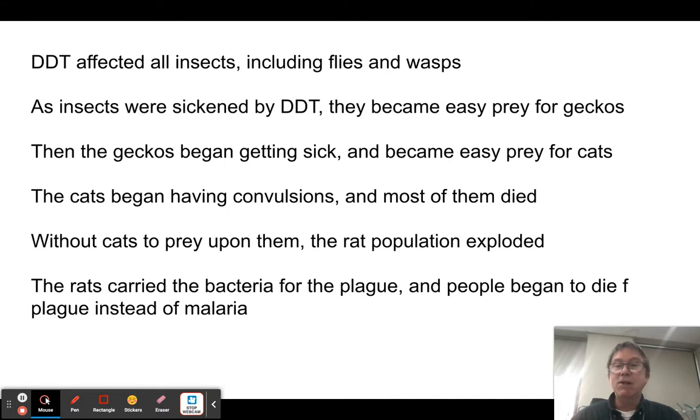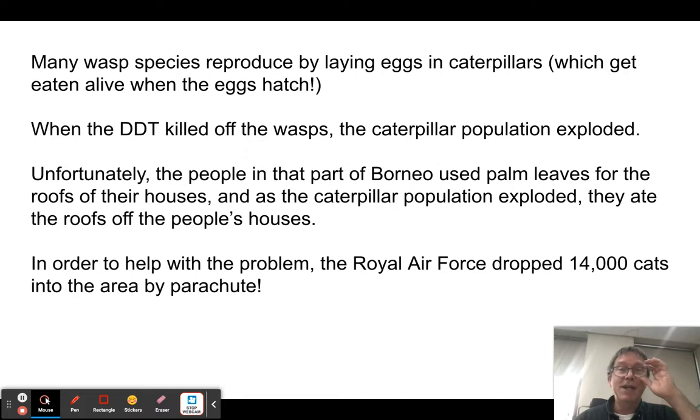And now you had just about as many people dying of plague as were dying of malaria, maybe even more. So it's like, okay, well, we solved one problem and just created another worse problem. Yeah, that's par for the course, right? I would love to tell you that's where the story ends. It is not, because it turns out that DDT didn't just kill the mosquitoes, it also killed wasps.